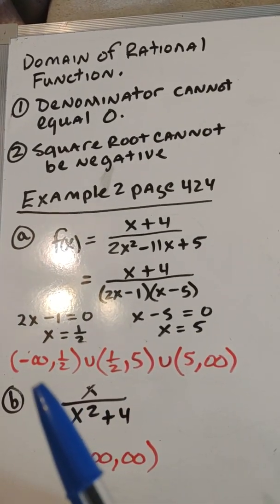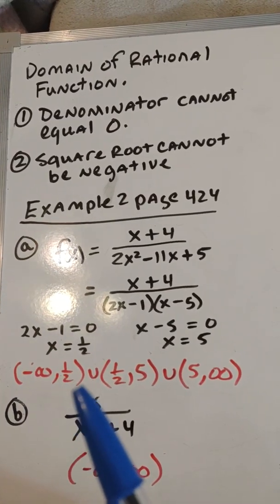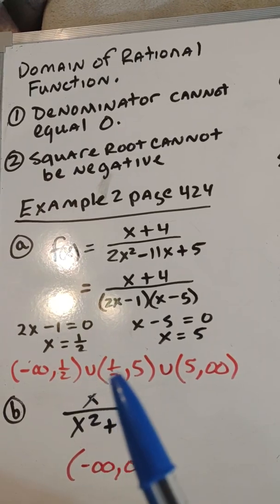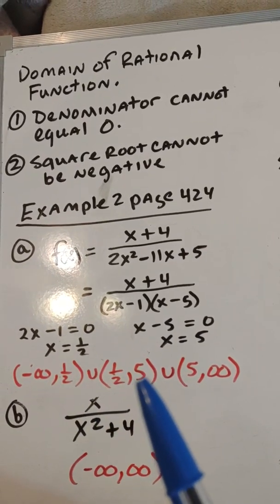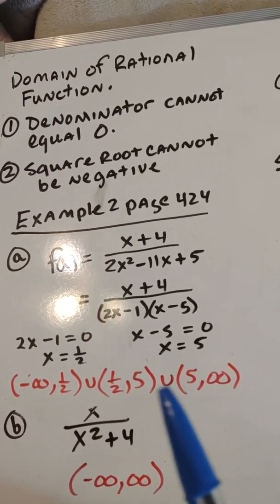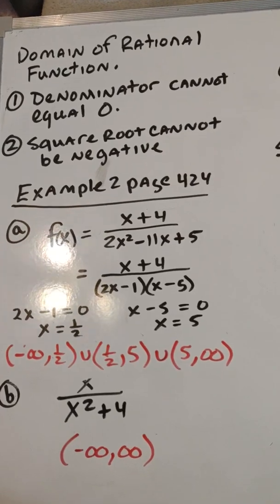The way we write that in interval form: come from negative infinity, parentheses, to 1/2, parentheses, union, parentheses, 1/2 to 5. That means we're not using 1/2. Parentheses, 5, union, parentheses, 5 to positive infinity. This means we're not using 5. So it's all real numbers except for 1/2 and 5.